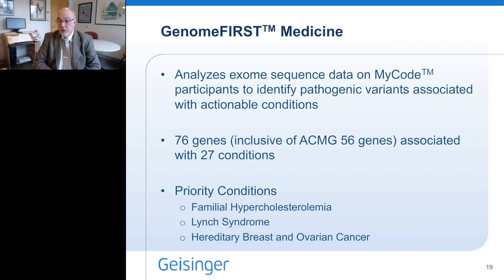We have a list currently of 76 genes that are inclusive of the initial ACMG56 gene list, and this is associated with 27 conditions. We have 3 top priority conditions that have been identified as being the leading candidates for public health intervention or population health intervention in genomics, and that is familial hypercholesterolemia, Lynch syndrome, and hereditary breast and ovarian cancer.